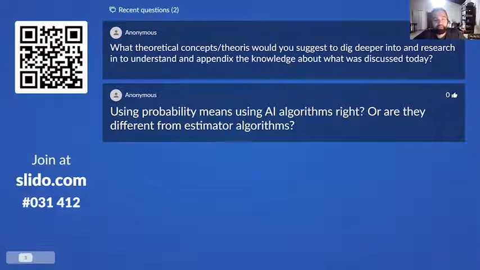Next question. Does using probability mean using AI algorithms, right? Or are they different from estimator algorithms? So AI algorithms are actually different from estimator algorithms. It's actually the complete opposite, right? In estimators, you are dealing with probability, you are unsure, and you're trying your best to estimate things that are unsure. In most AI algorithms, you feed in a bunch of examples. This is called supervised learning, and you get the algorithm to learn the patterns. So the algorithm doesn't predict any probability information at all, right? It just looks at examples and can make predictions based on those examples, right?